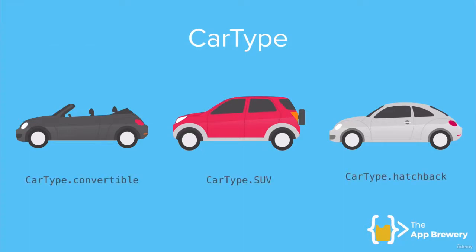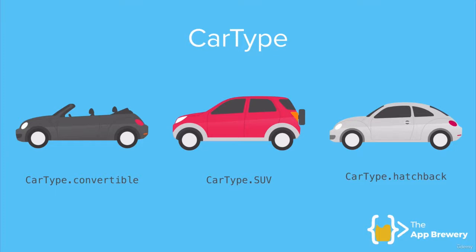But imagine if instead we can actually give it a word which already has meaning. So if we said that the first one has a car type of dot convertible, and the second one was dot SUV, or the third one was dot hatchback, that makes a lot more sense and is a lot easier to work with. And you can see at a glance in the code what it is that we're talking about when we're coding up these different types of cars.